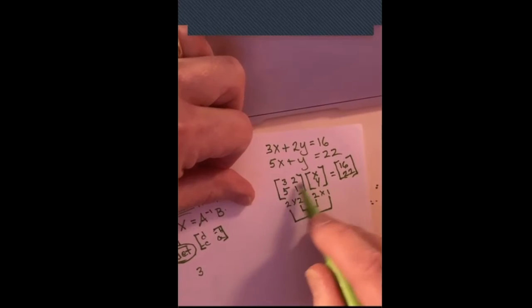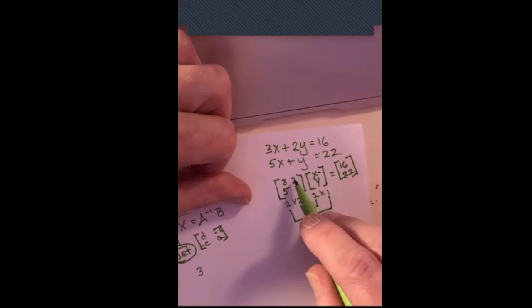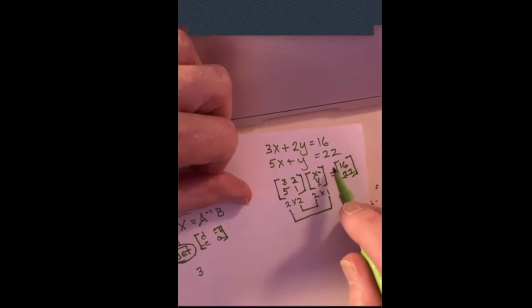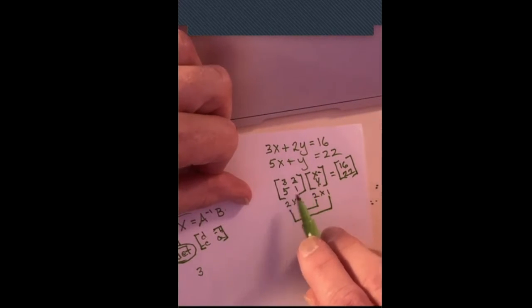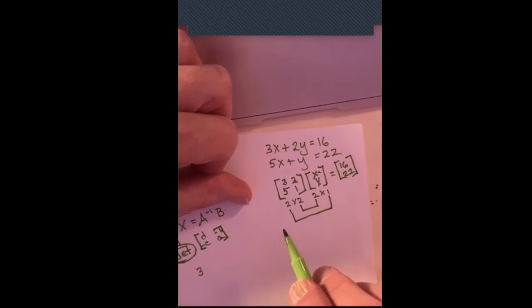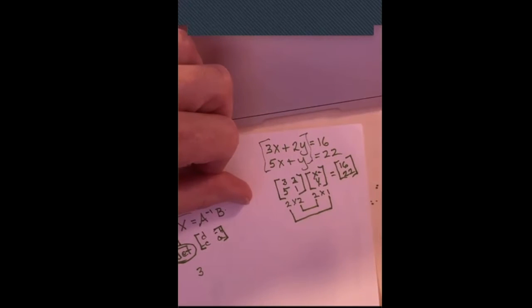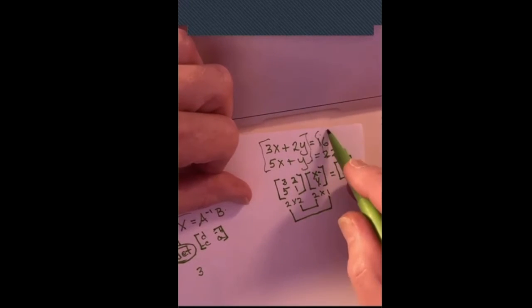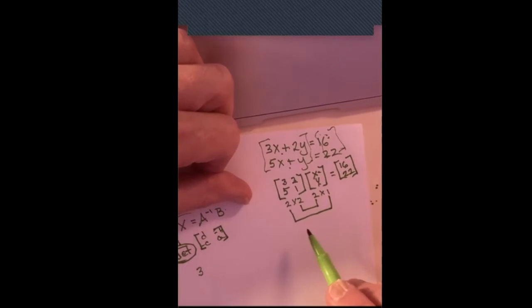Now, when I say these two are the same, let's take a look. 3 times x plus 2 times y, that would be the first element in the 2 by 1 matrix. And 5 times x plus 1 times y will be the second element. And as it turns out, that's this. And then over here, this is 16 and 22. So these things need to be equal to each other. That's what this equation says.